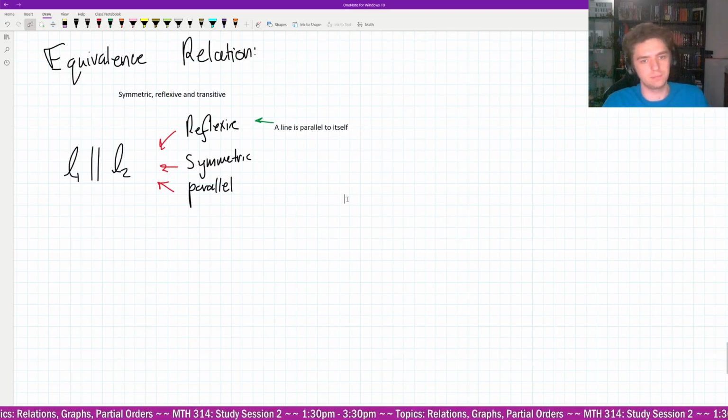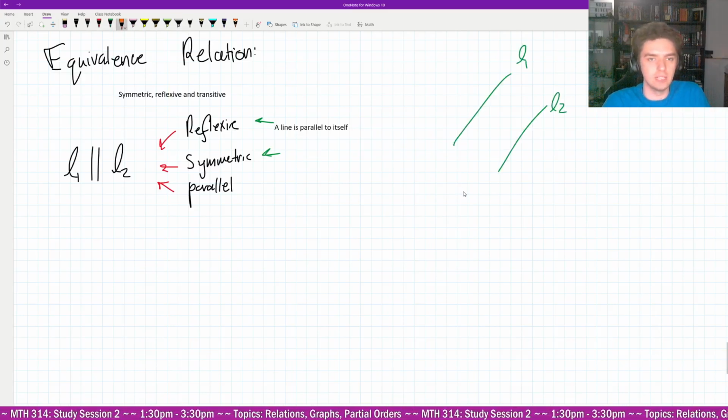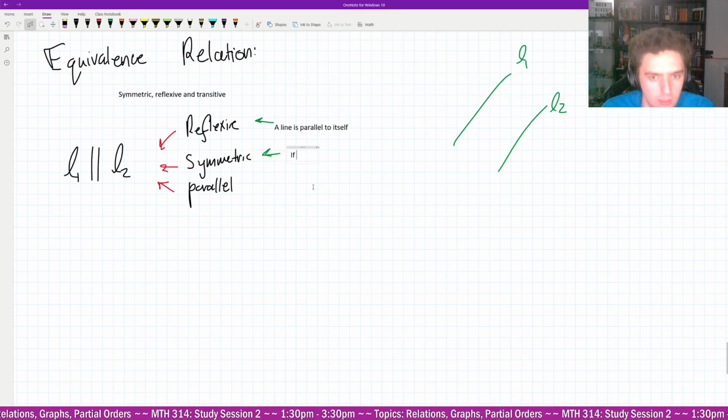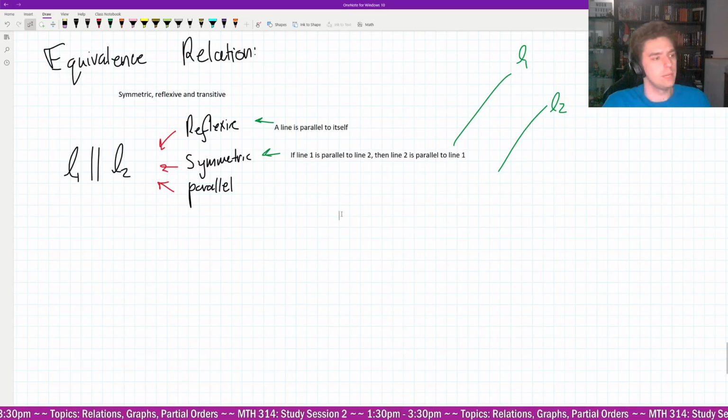Okay, symmetric. If you have L1 and L2, if line 1 is parallel to line 2, then line 2 is parallel to line 1. That's all it is, right? If line 1 is parallel to line 2, then line 2 is parallel to line 1. So it is a symmetric relation.